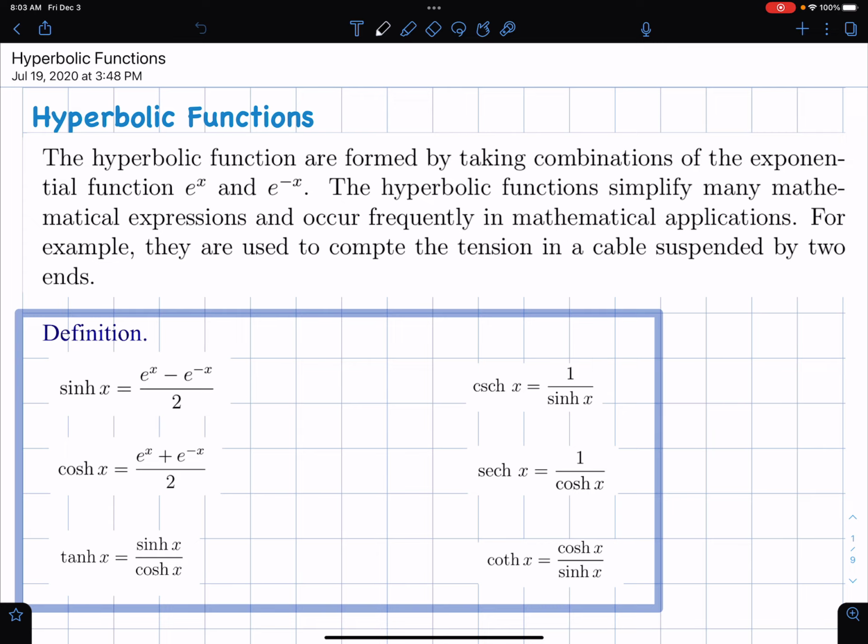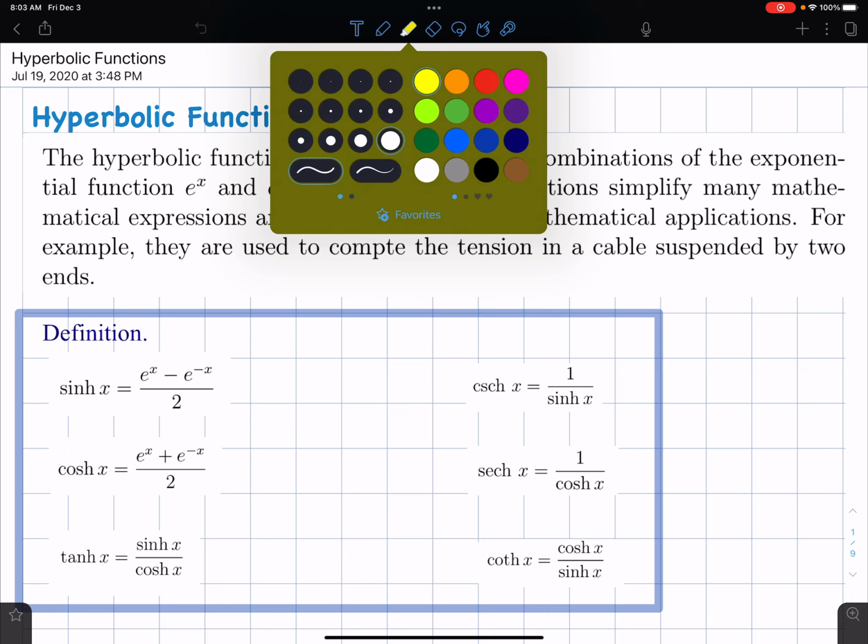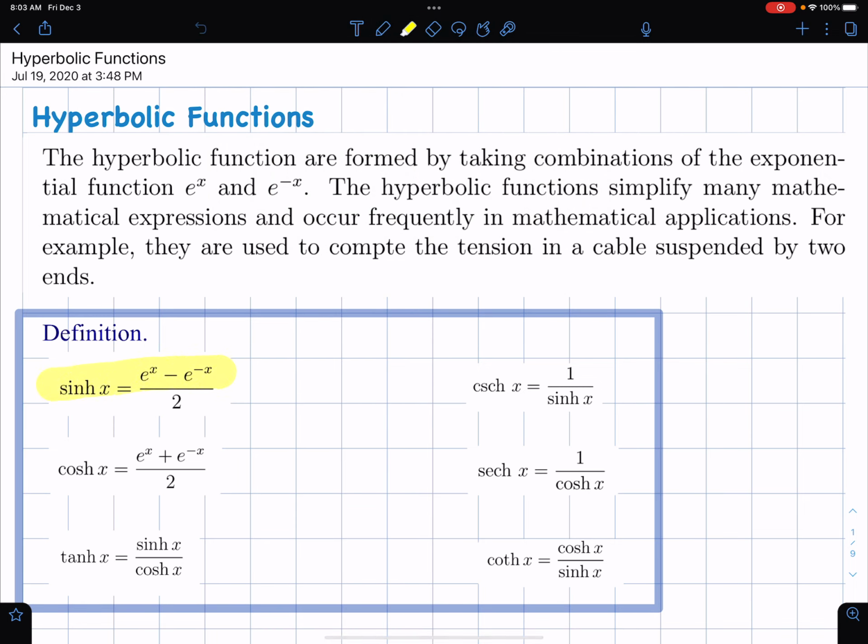negative x. And so I write down below the definition of hyperbolic sine. Hyperbolic sine x is sinh x, someone might say, and it's e to the x minus e to the negative x divided by 2. And then hyperbolic cosine is e to the x plus e to the negative x divided by 2. And so we have these formulas for hyperbolic sine and hyperbolic cosine explicitly in terms of e to the x and e to the negative x.